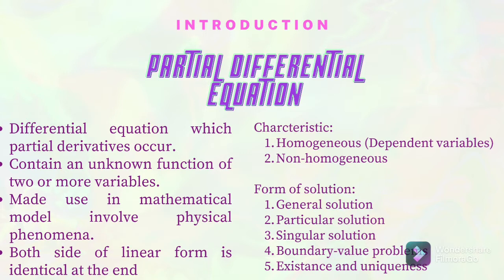The final product of PDE is where both sides of the linear form are identical. The characteristic of PDE is homogeneous where there are dependent variables, and non-homogeneous otherwise. The solution of PDE starts with the general solution, which contains a number of arbitrary independent functions equal to the order of the equation, while particular solutions are acquired from the general solution. Different goes to singular solutions, which cannot be obtained from the general solution.